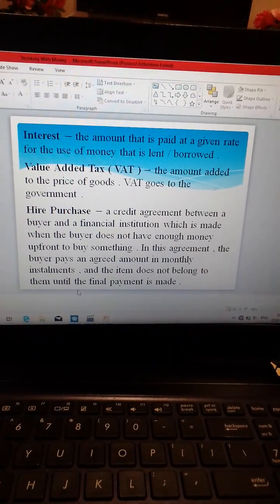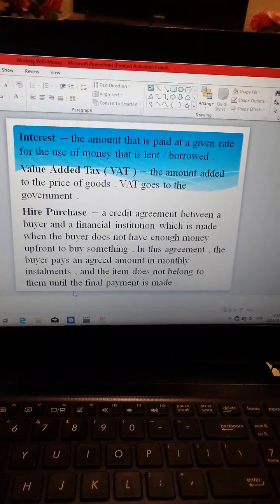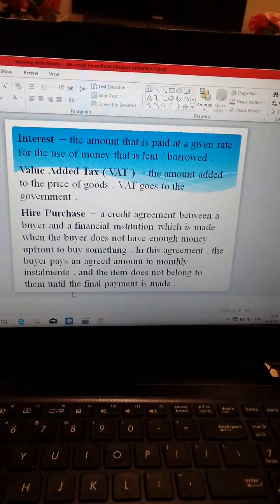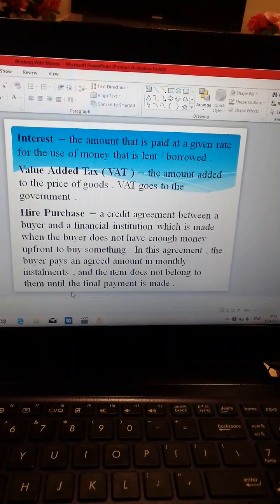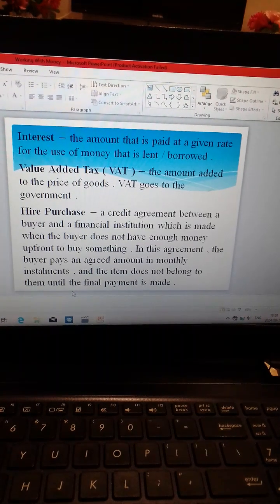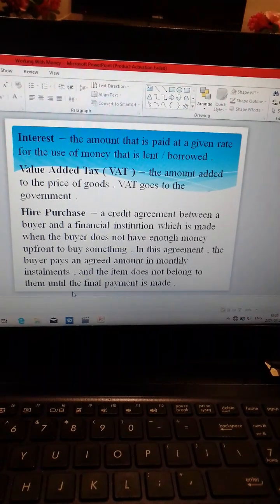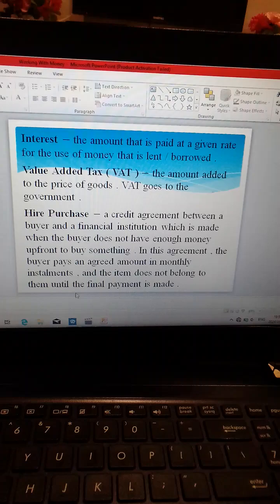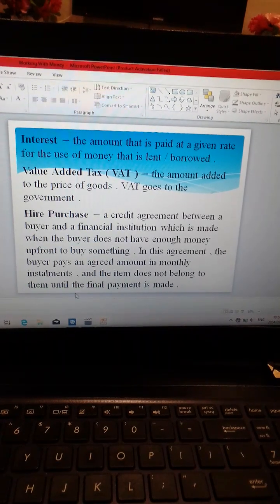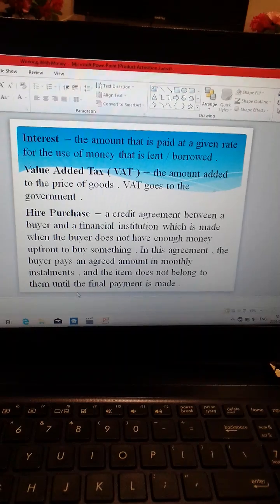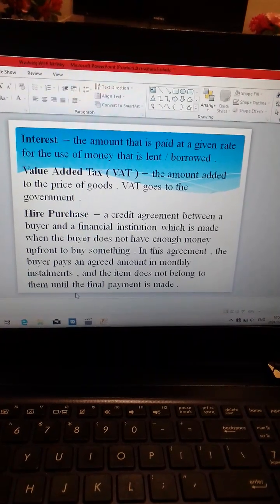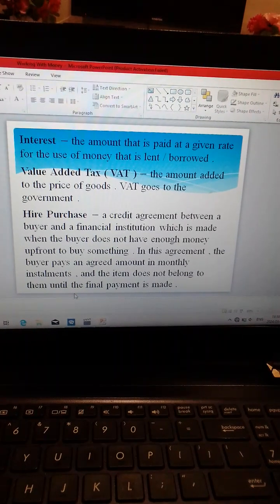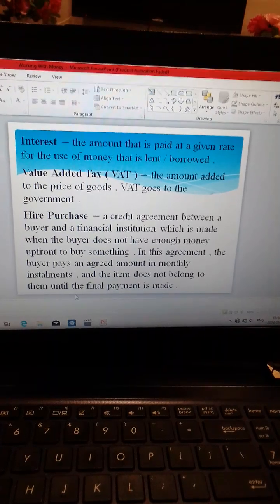So interest is the amount that is paid at a given rate for the use of money that is lent or borrowed. Value added tax, which is VAT, is the amount added to the price of goods. VAT goes to the government, and the current government charges VAT at 15%. Hire purchase is a credit agreement between a buyer and a financial institution, which is made when the buyer does not have enough money upfront to buy something. In a hire purchase agreement, the buyer pays an agreed amount in monthly installments, and the item does not belong to them until the final payment is made.